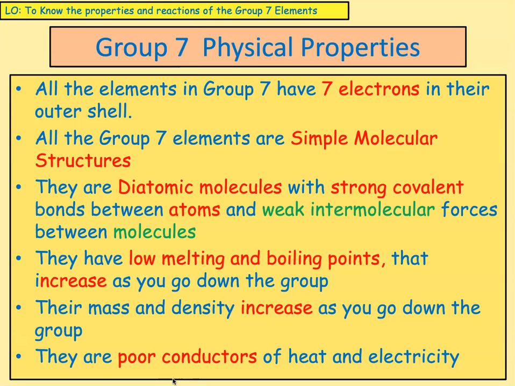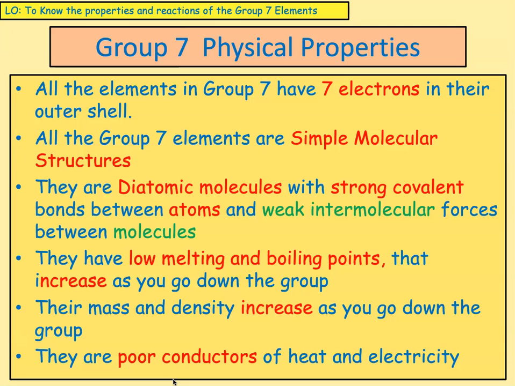Right, let's have a look at some of the physical properties of Group 7. Well, first of all, as we said before, they all have 7 electrons in their outer shell. And that is probably a big factor in a lot of their chemical and physical properties. All the Group 7 elements are simple molecular structures. So they're all covalent bonded to each other.